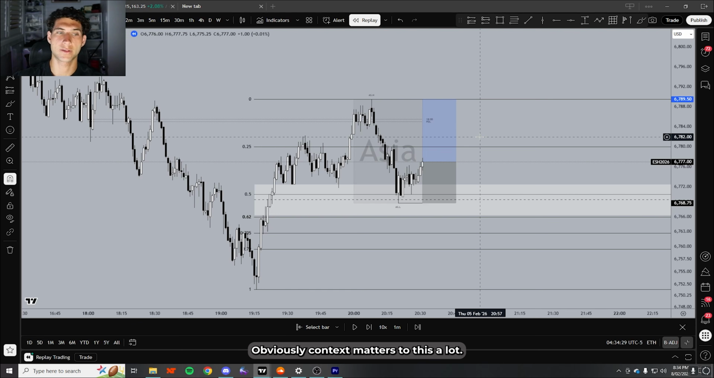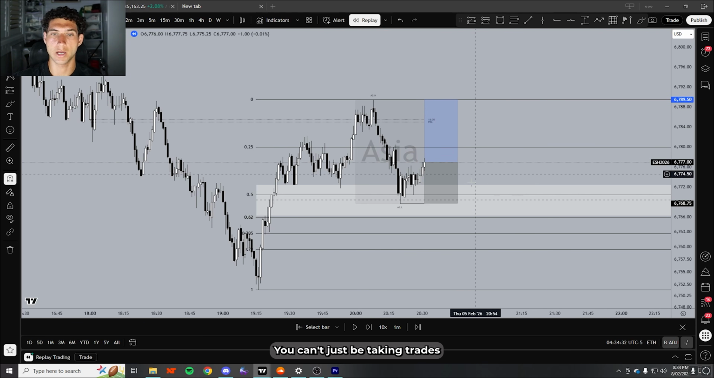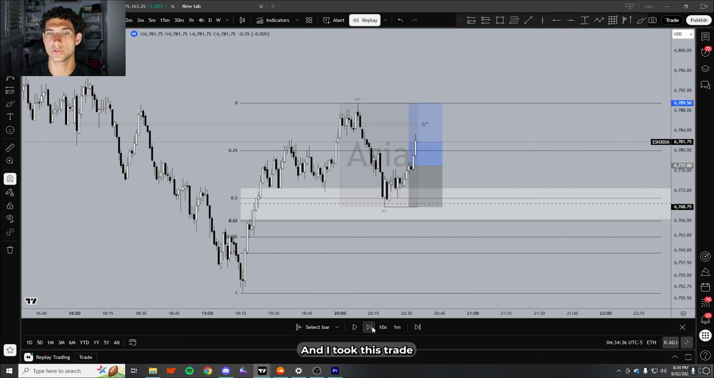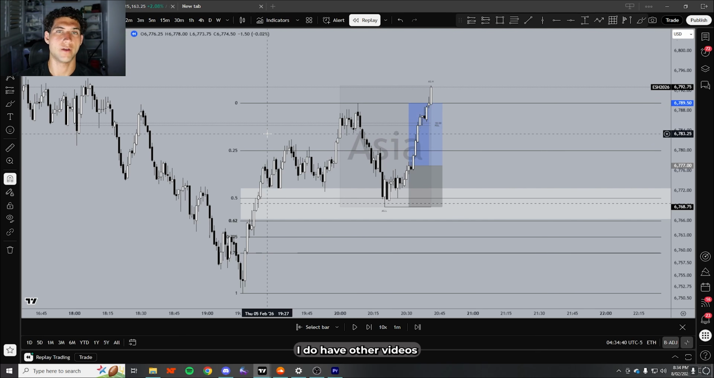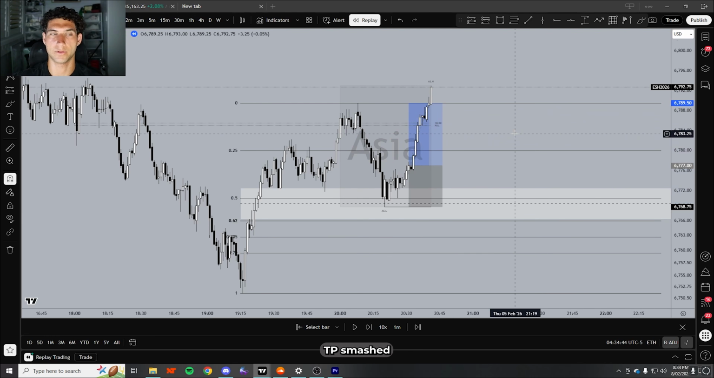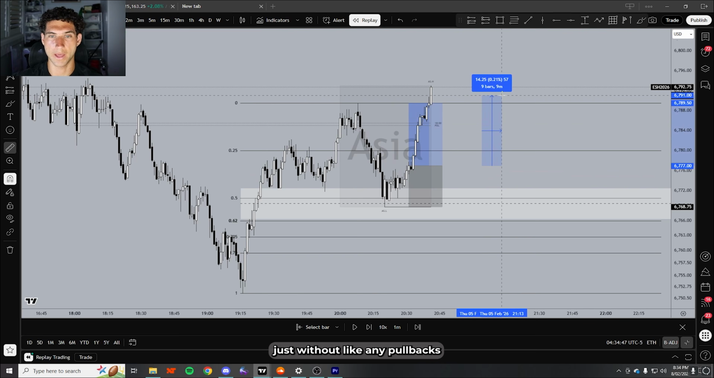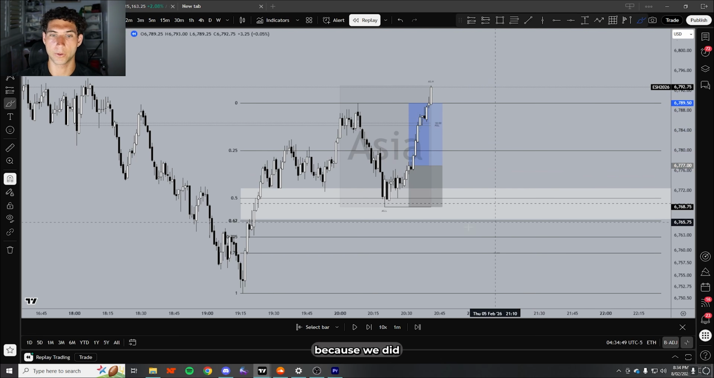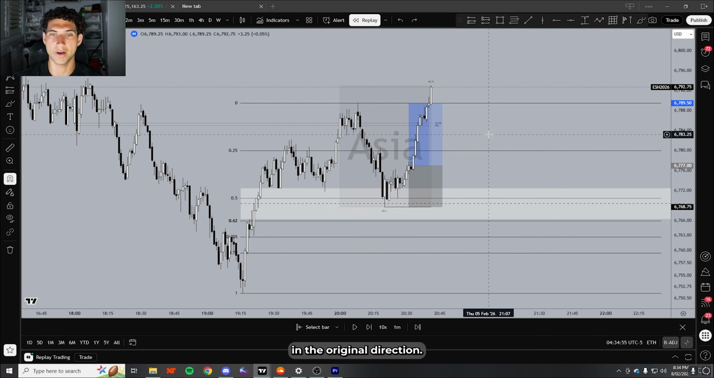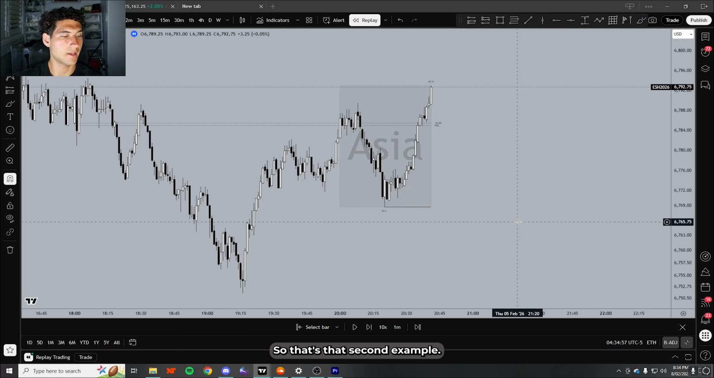And obviously context matters to this a lot. You can't just be taking trades directly off it. It needs to be in line with your bias. And I took this trade because we were entering a clear market maker buy model. I do have other videos on other confluences including that. And as you can see, TP smashed without any pullbacks because we did already rebalance that leg. So now it is safe to continue in the original direction. So that's that second example.